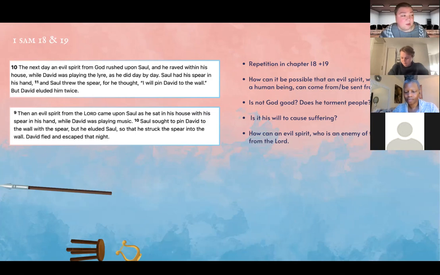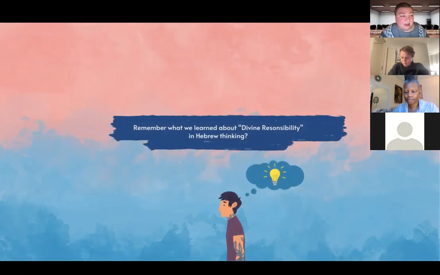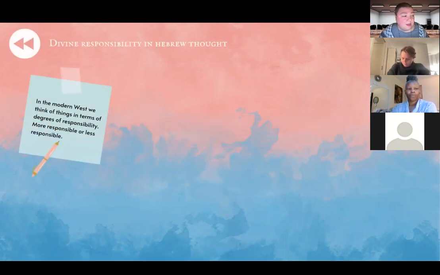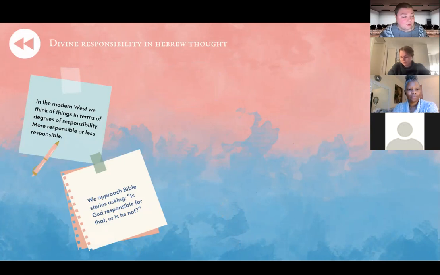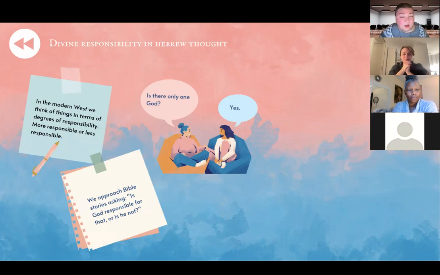To understand this, we must remind ourselves of something we learned on day 4, specifically the concept of divine responsibility. Let us refresh our memories. In the modern West, we think of things in degrees of responsibility. More responsible or less? And we often come at the Bible stories asking, is God responsible for that or is he not? Now, this is where we have to try to enter a different world, because unlike us, the Hebrews thought of God's involvement in the world along these lines. Is there only one God?